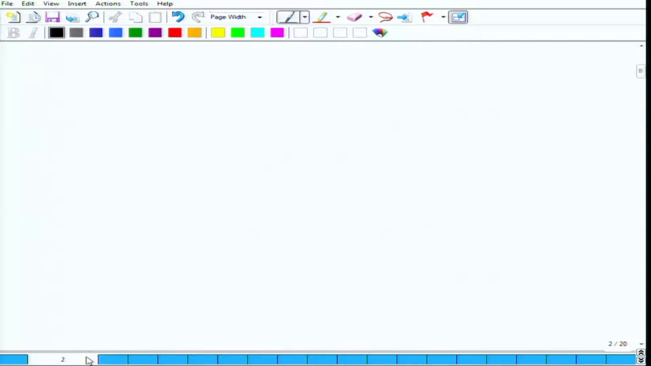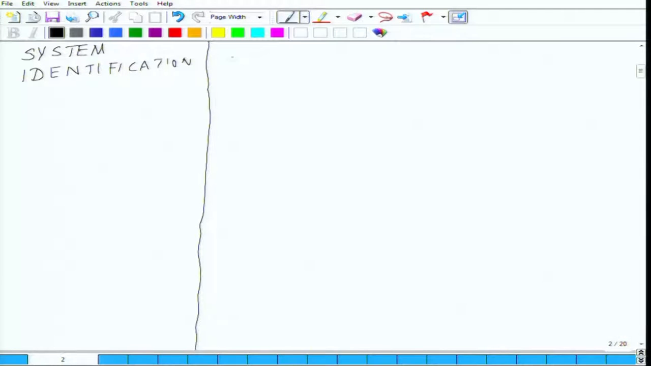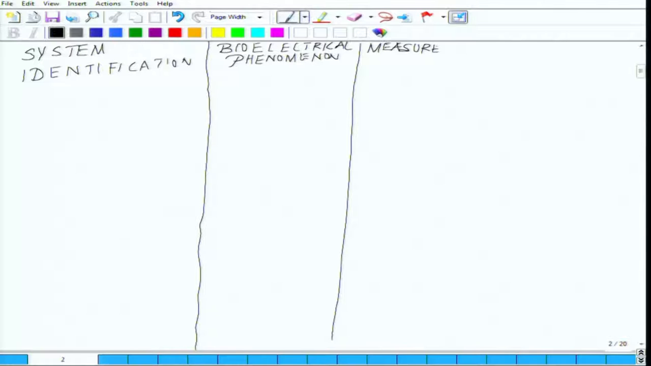Okay. So to start off, as I told you, the first step will be system identification. After the system identification, we will move on to the bioelectrical phenomena of that system. Next, we will talk about the measurement techniques, and then we will talk about the advanced applications.